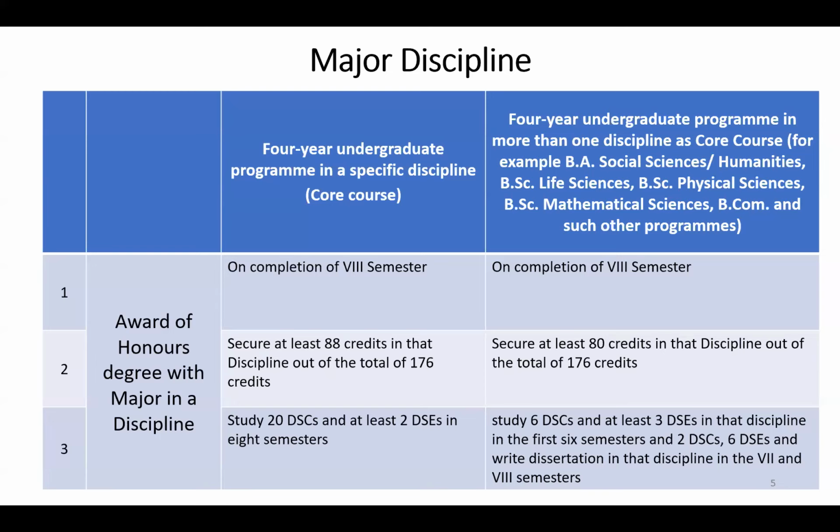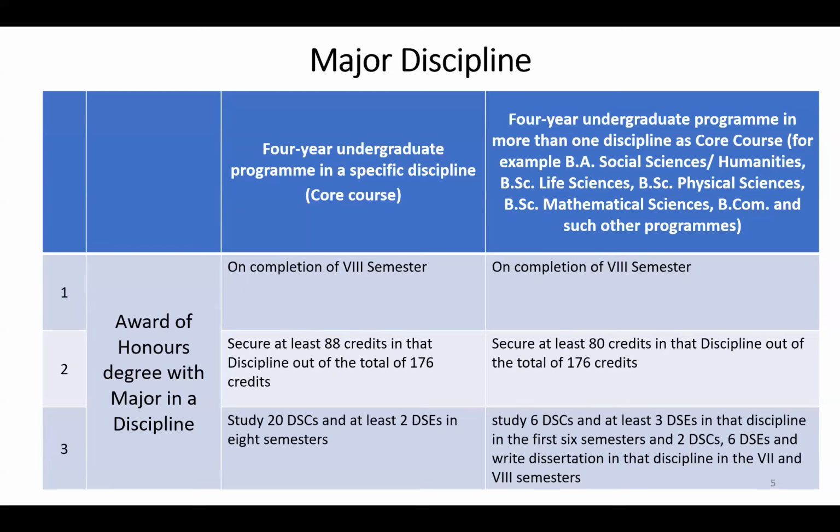Okay, so this is how you accumulate those 88 credits. 20 DSEs plus 2 DSEs together will give you at least 88 credits for that subject to qualify as your major discipline. Similarly, if I talk about the four-year undergraduate program in more than one discipline as core, for example, if you are doing it in basic physical sciences with mathematics as your subject, you will be awarded a major degree after the completion of 8 semesters.